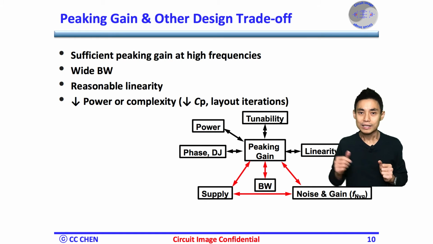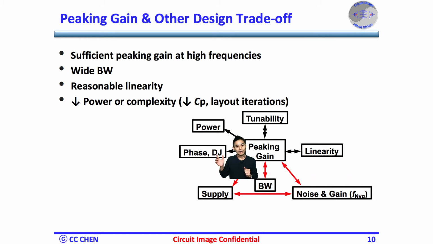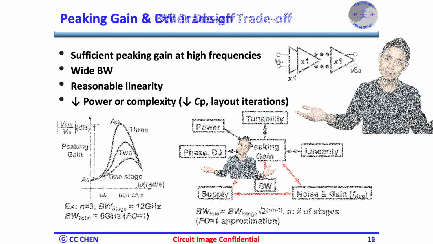However, nothing comes for free. There are lots of design trade-offs associated with the peaking gain or the gain at the Nyquist rate or number of stages, such as bandwidth, SNR, response tunability, power, linearity, linear phase, design and layout complexity.